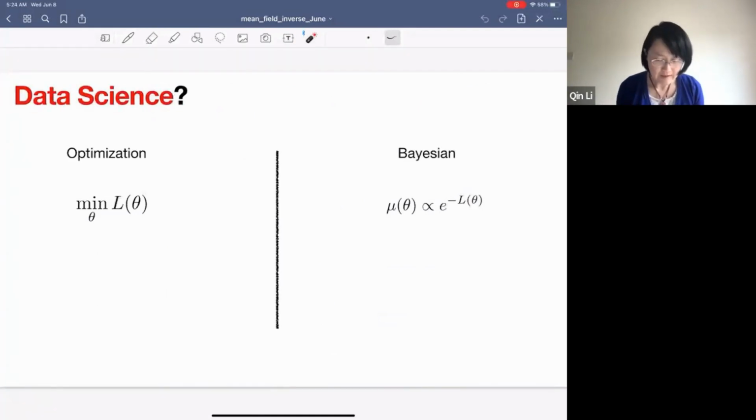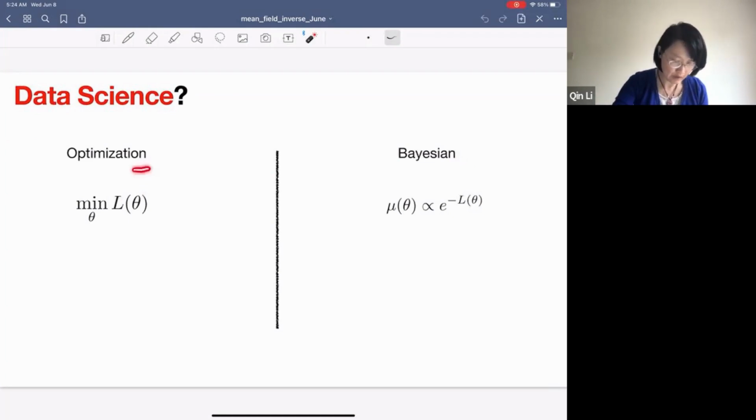So what about data science? Another component of this talk is about data science. There are many people working in data science, many kinds of data scientists. So people's perspectives of data science are usually slightly different. From where I stand, I think optimization and Bayesian are two components of data science.